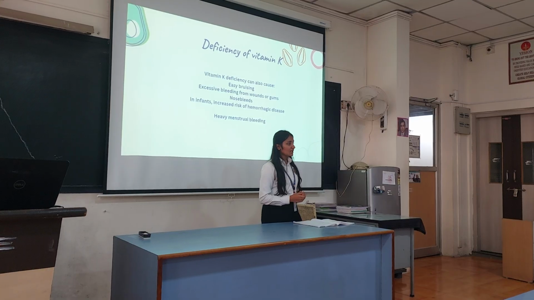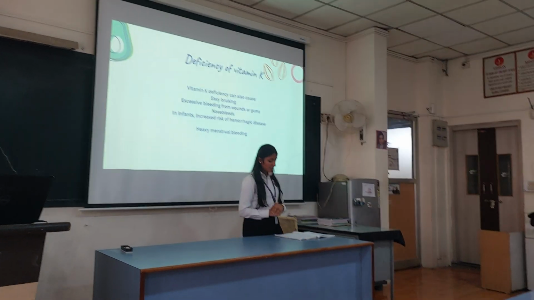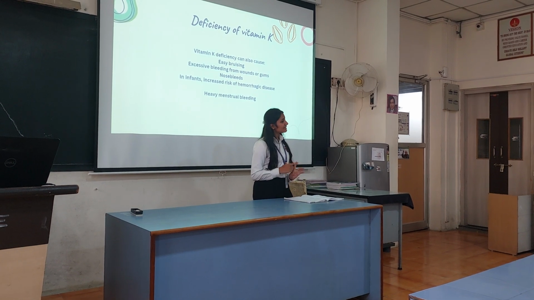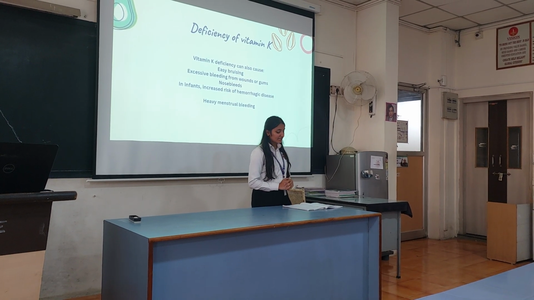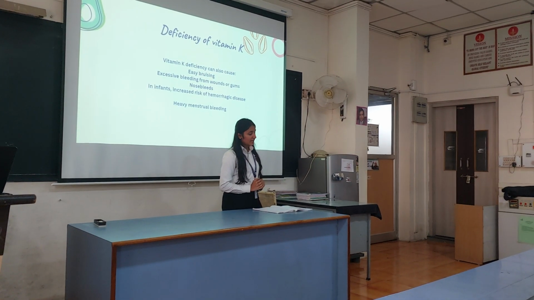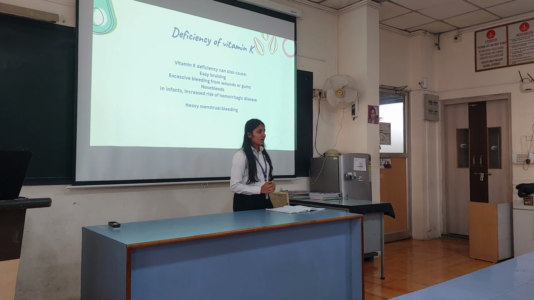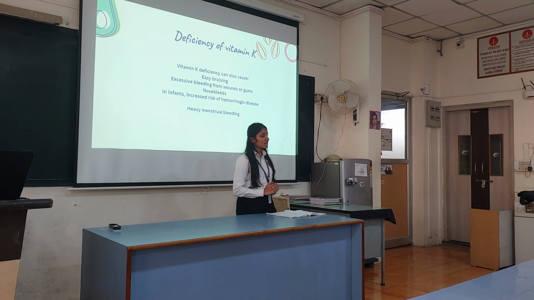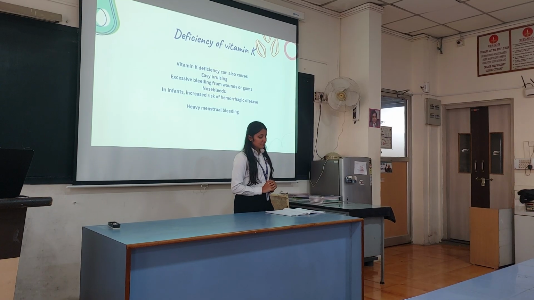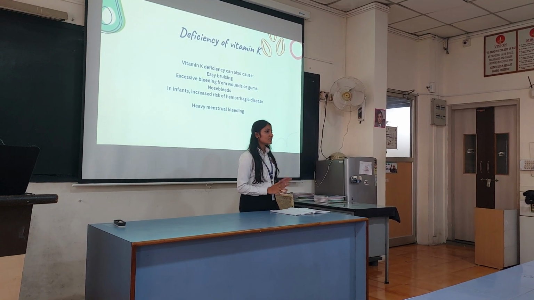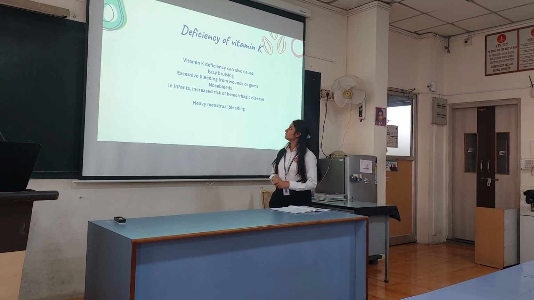And if the deficiency occurs in our body, it results in prolonged clotting, and is rare in adults and most common in kids. And it was found by Henrik Dam in 1929. Deficiency of vitamin K results in hemorrhagic disease, which means bleeding from the umbilical cord and nose in an early infant.